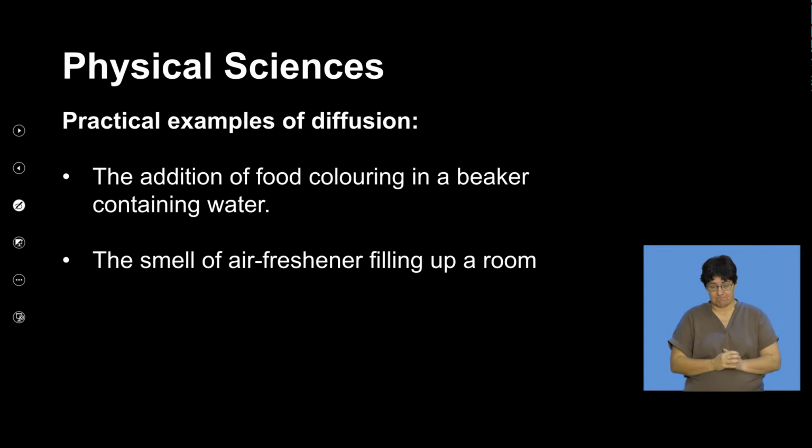Practical examples of diffusion, which is about the movement of particles from a region of high concentration to a region of low concentration. What are some everyday life examples? If we add, for example, a food colorant to a beaker containing water, what do we observe? The color will spread gradually throughout the whole beaker, giving us a uniform color at the end. That's a practical observation of diffusion.